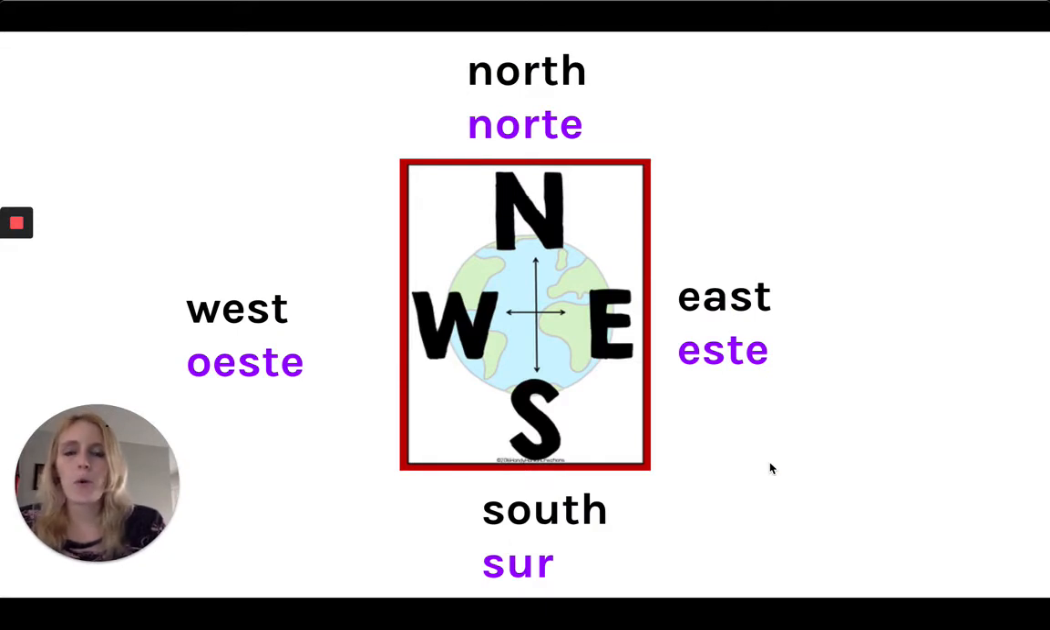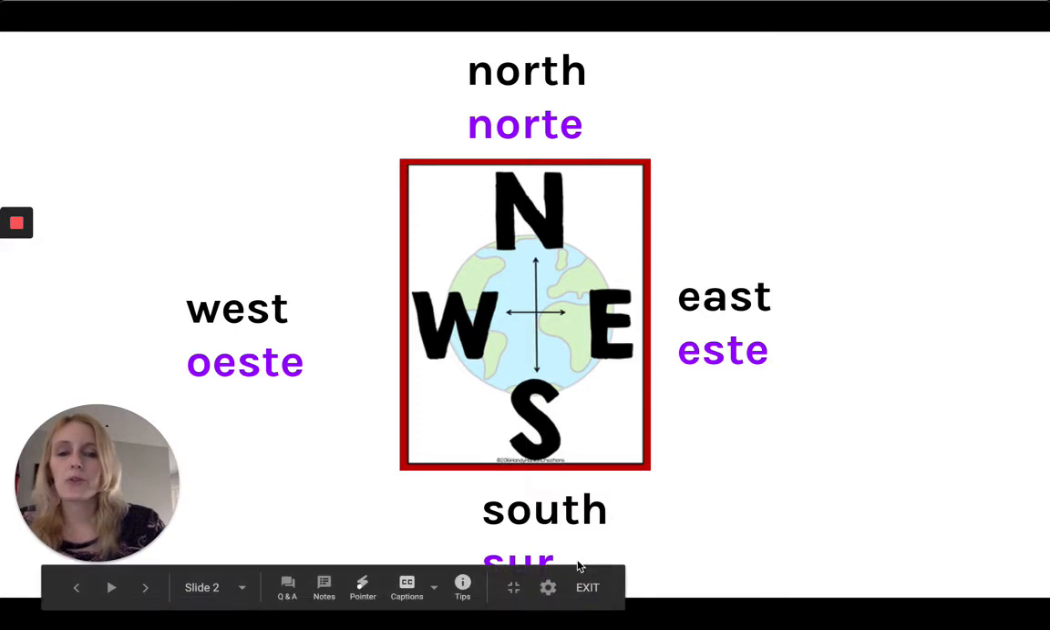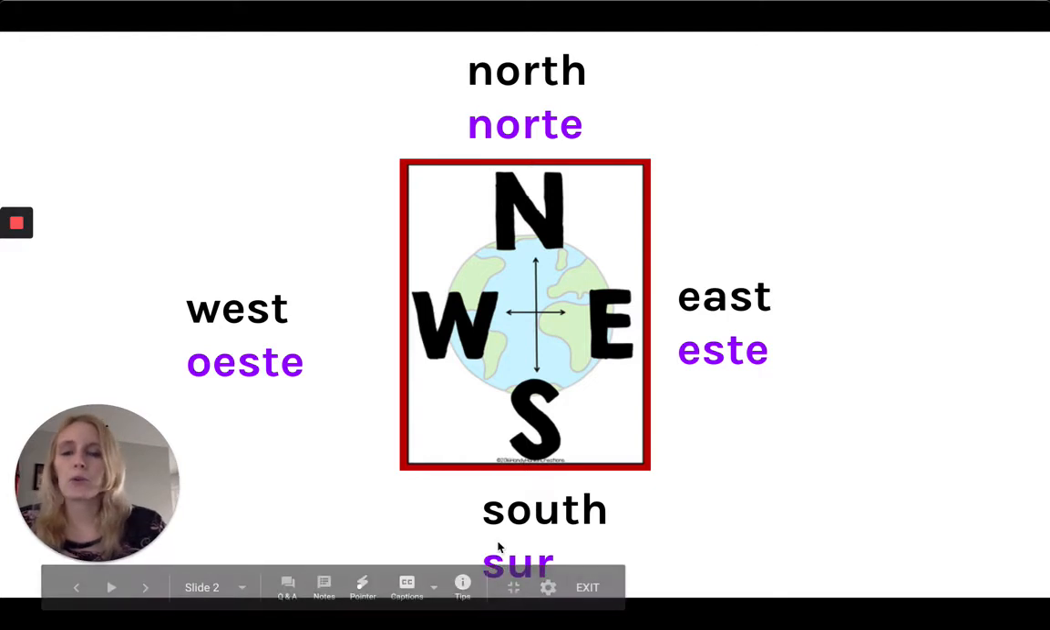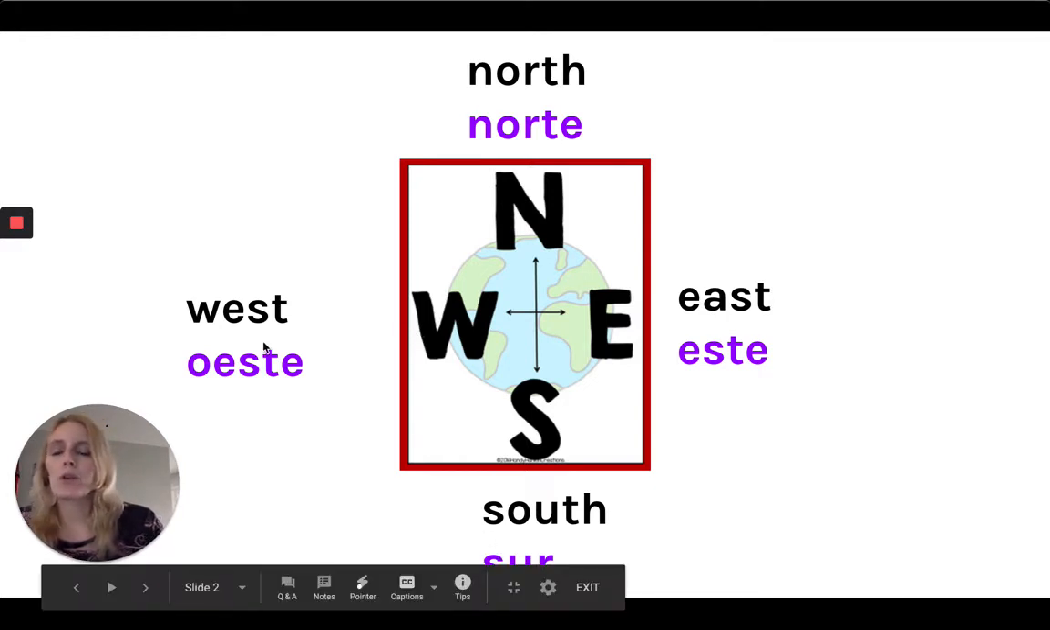These are the four main directions that you can travel on a map or in real life. We have them in Spanish and in English. So we have north or norte, east or este, south or sur, west, oeste. If you're looking at a flat map, north is always going to be at the top of the map, east will go to the right, south will go towards the bottom, and west will go towards the left.